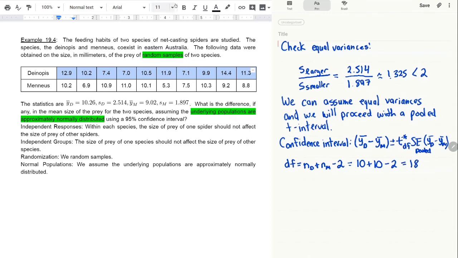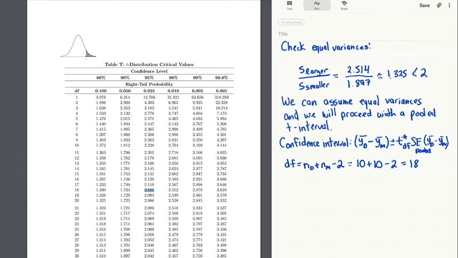So now we can use our t-table to determine our critical value. Now we want to look for a 95% confidence interval. So for 95% confidence and 18 degrees of freedom, the critical value is 2.101. And that is for 95% confidence.